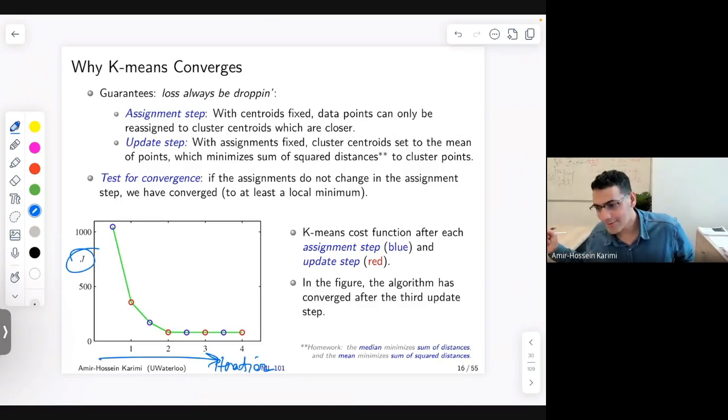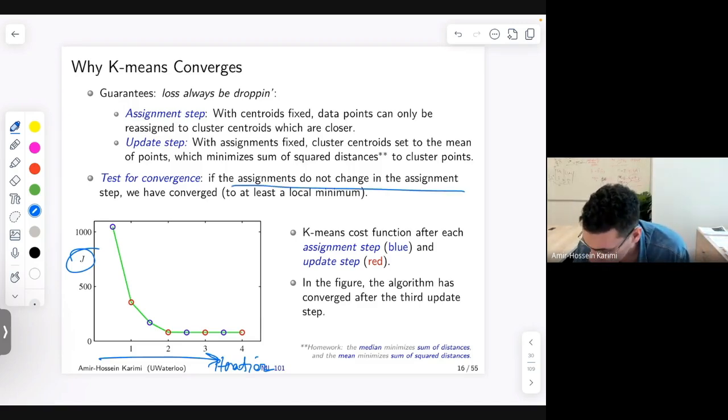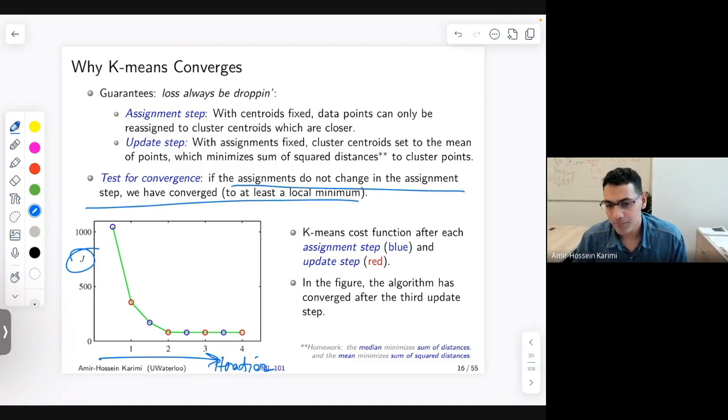It's convex. In parentheses, it's dependent on the initial centroids. So it might or might not arrive at the optimal point. It might not always follow the same path, but every initialization has its own convex loss, which definitely goes down through the iterations. And our test for convergence is, once again, same as before, that if the assignments do not change, then we have converged at least to a local optimum.